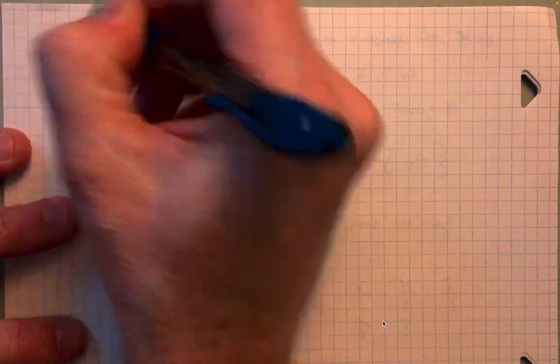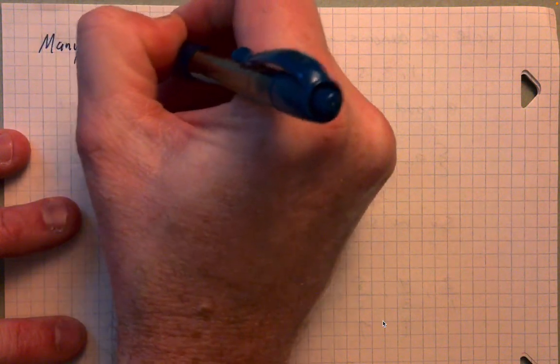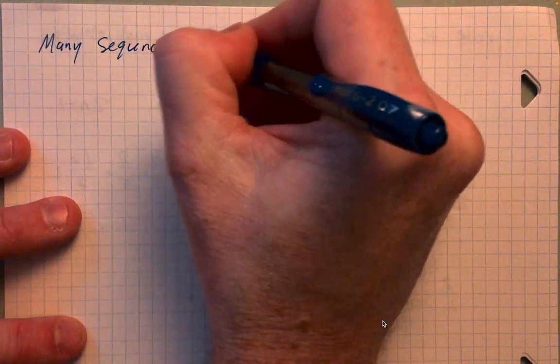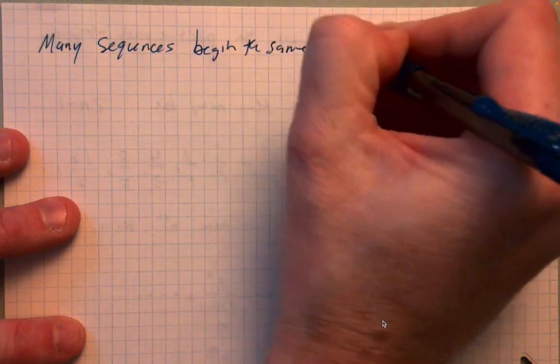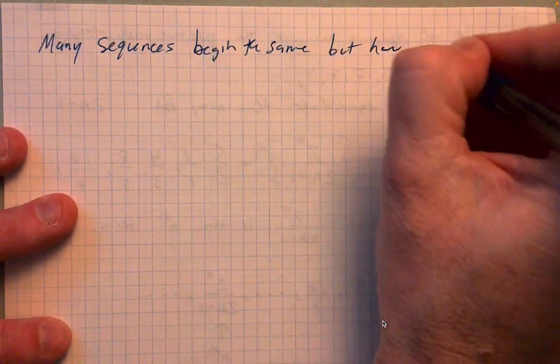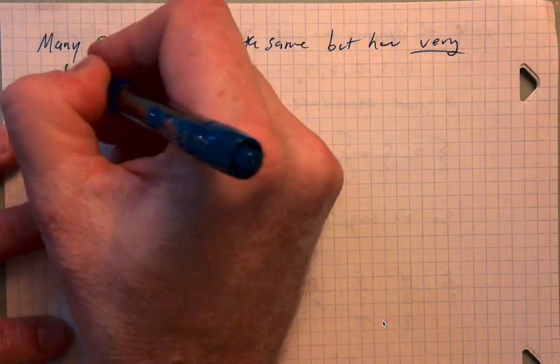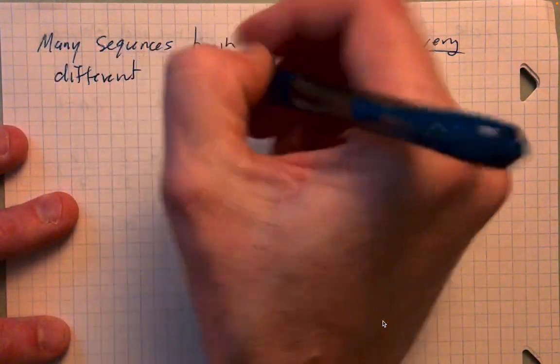And as I say, this is a subtle art, and it's not easy. It's possible to make up sequences that are extremely complex, that you would probably have a very difficult time figuring out. And one of the key things to notice about this is that many sequences begin the same, but have very different end behavior.